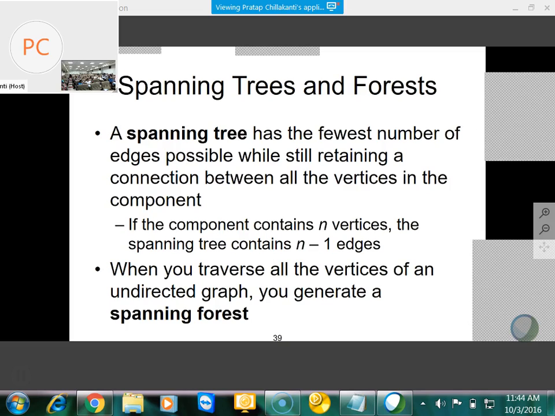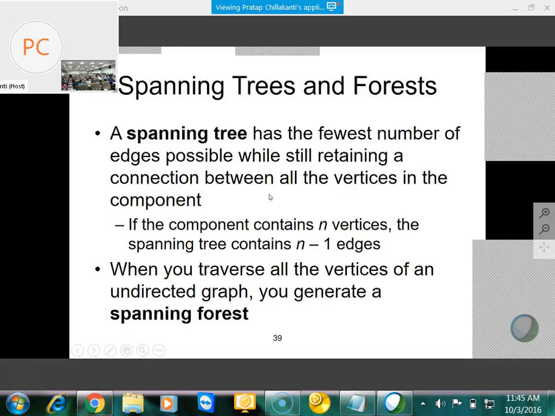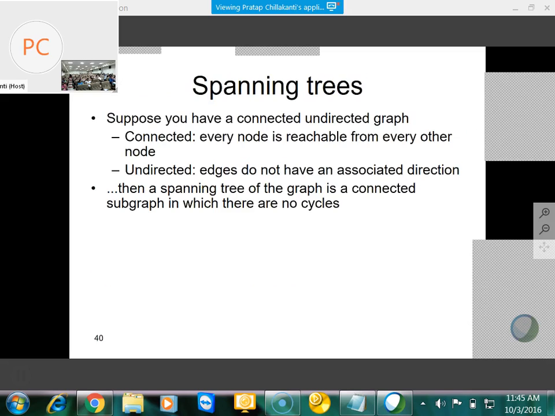Now, when we studied trees, we also studied this concept: if there are n vertices, the tree would have n minus 1 edges. Same thing applies here too. A spanning forest is when you traverse all vertices of an undirected graph. Let's not worry about the spanning forest now. We'll only worry about the spanning tree, because ultimately our goal is to come up with what is known as the minimum spanning tree. That gives you the optimal shortest units of whatever, whether it's time, distance, wiring, whatever you want to call it.